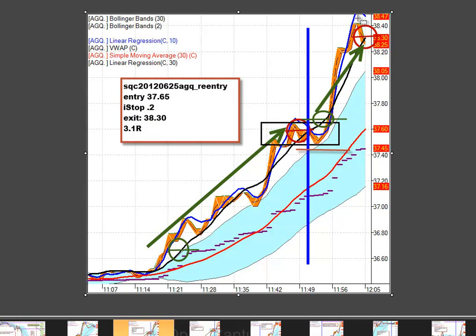It leaves the station and goes straight up to 38. It got as high as about 38.45, pulled back to 38.30, which is where I went ahead and exited this leg. So after a really nice first leg and congestion, and then take off again, it didn't even get back to the Bollinger Band mean, as you can see, but just took off. So that's about another 3.1R. So we're coming in at about 6.5, almost 7R on that combination trade.